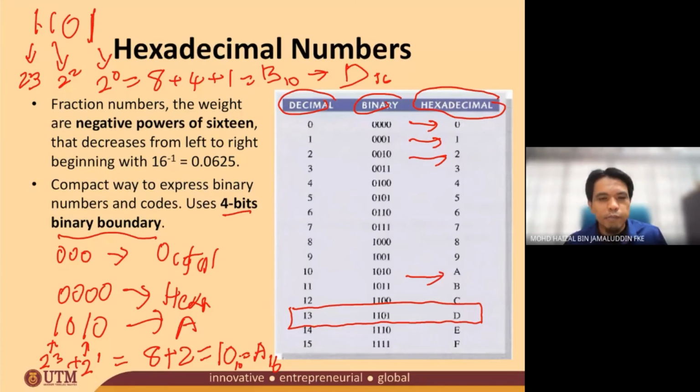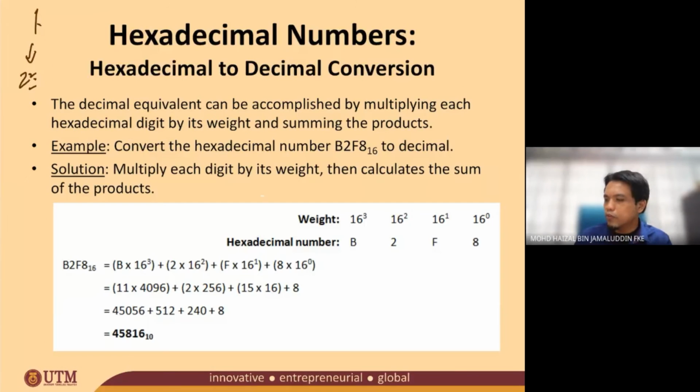So if you have this table, if you can sketch very fast, so it's easy for the next step of changing between the numbers. Okay. For example, here, convert the hexa B2F8 to decimal.